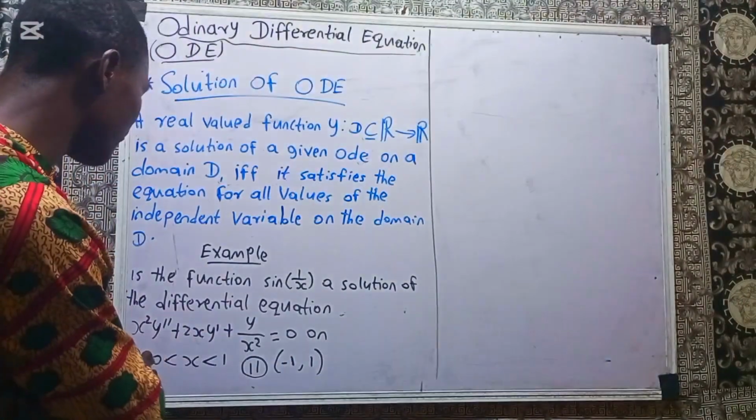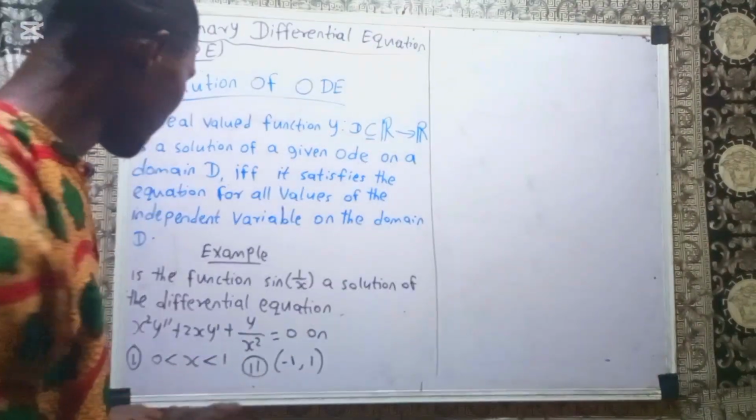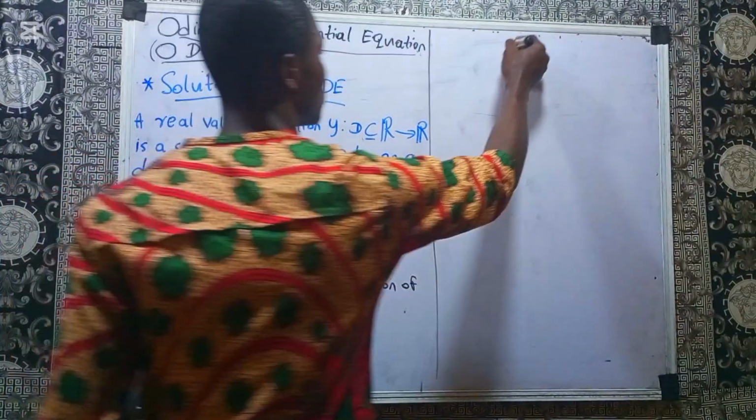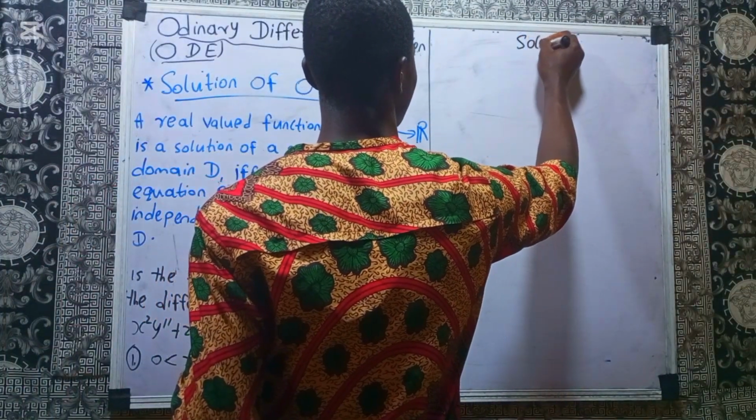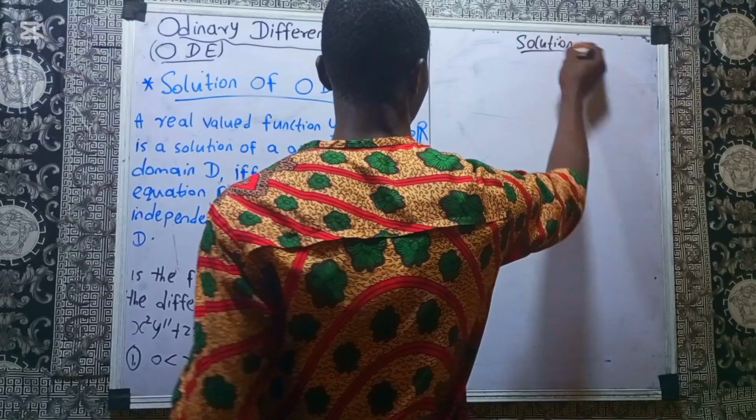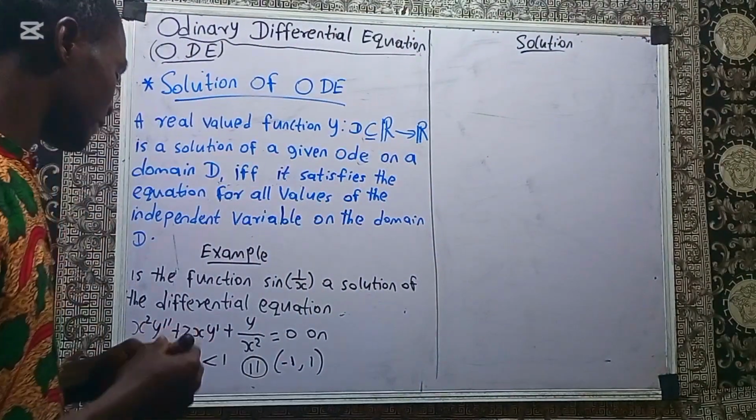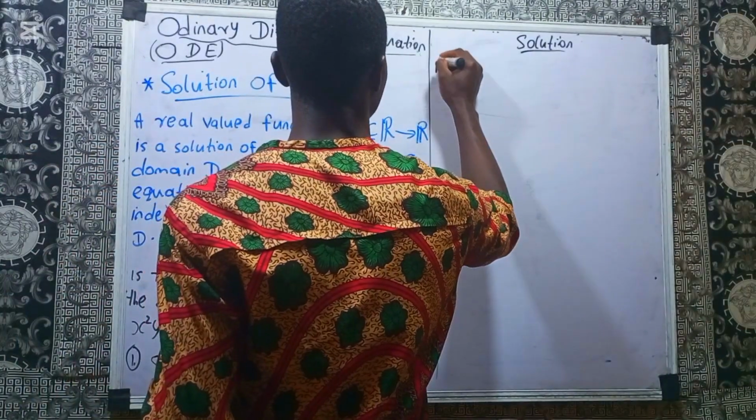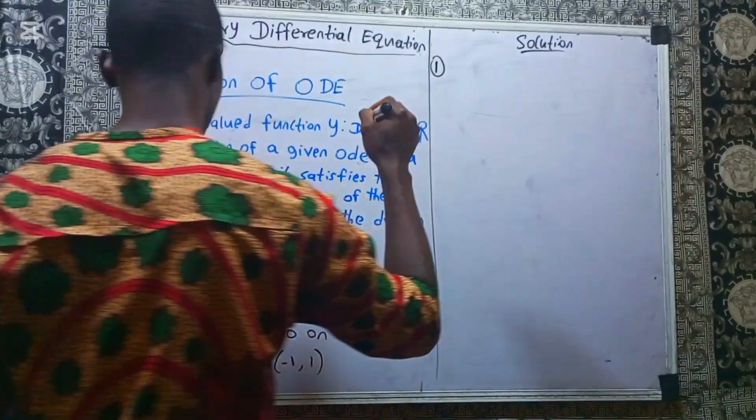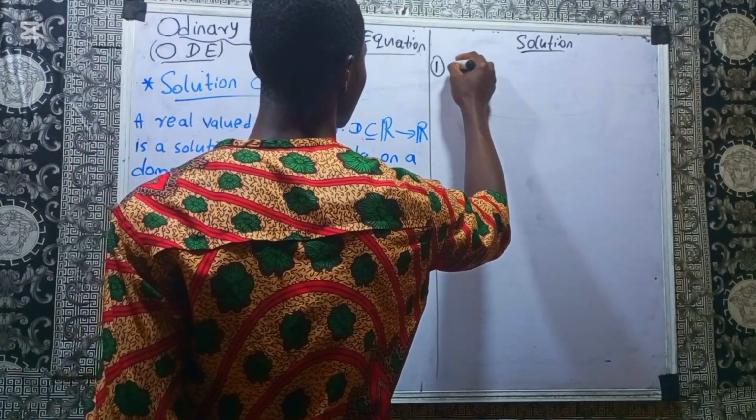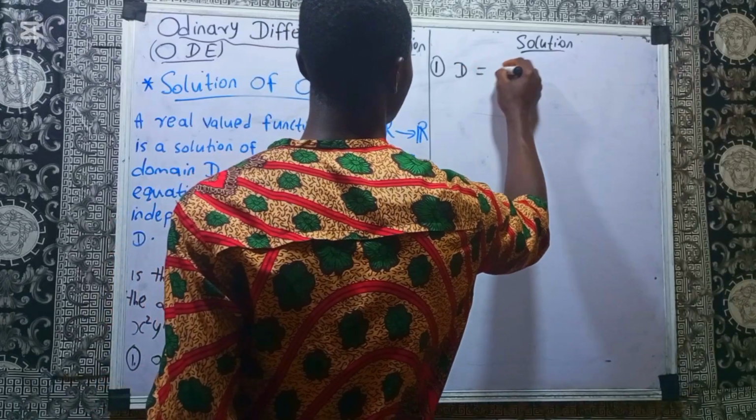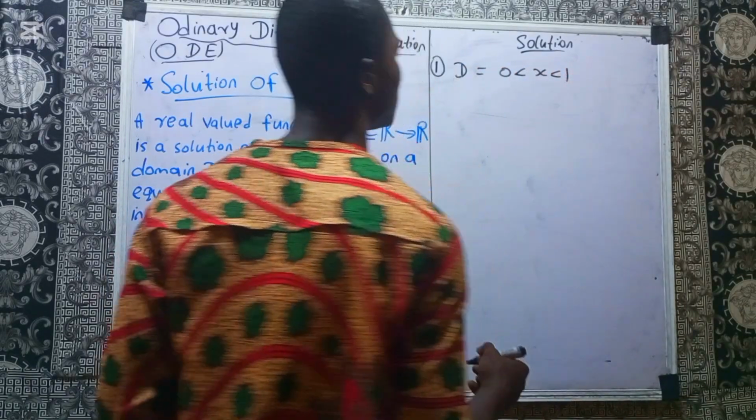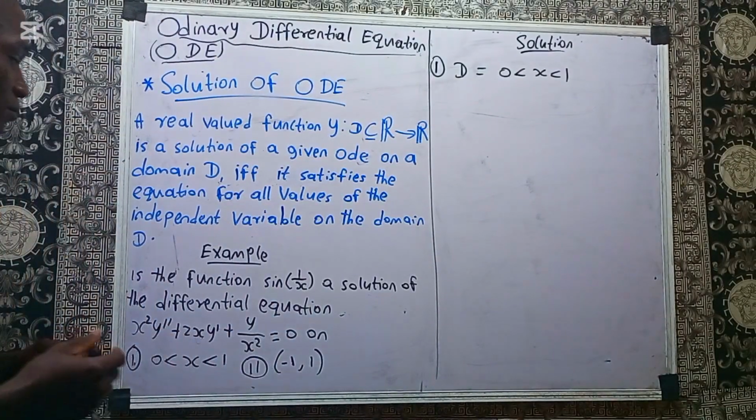So let's consider the first domain. So let's look at the first domain solution. We are looking at the first one. Our domain D is 0 less than x less than what? 1. This is our domain, right?